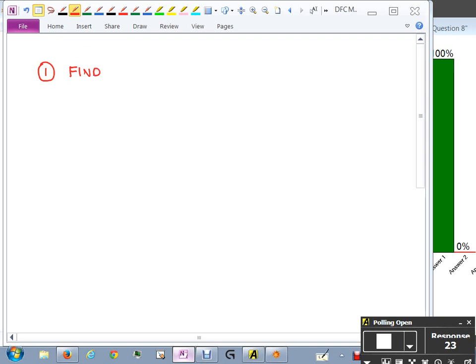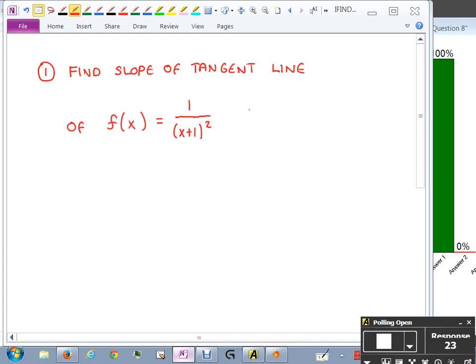Find the slope of the tangent line of f of x equals 1 over x plus 1 squared at x equals a. It's time till the end of class.